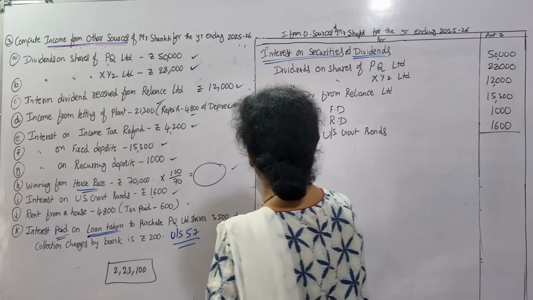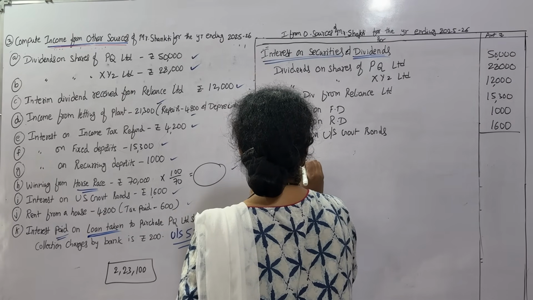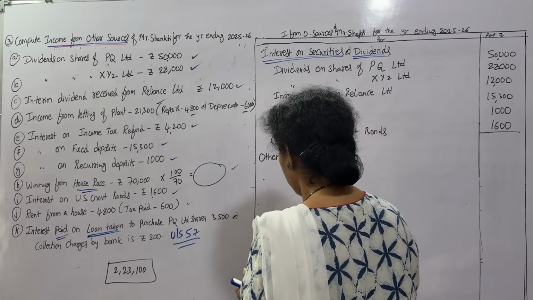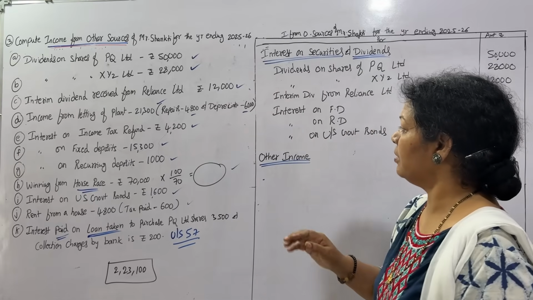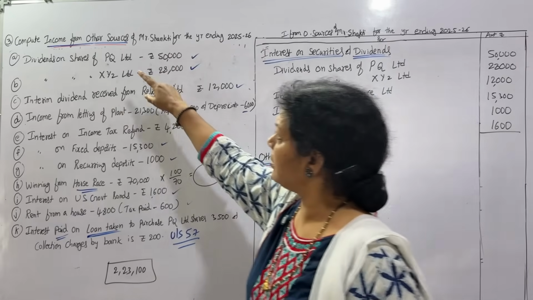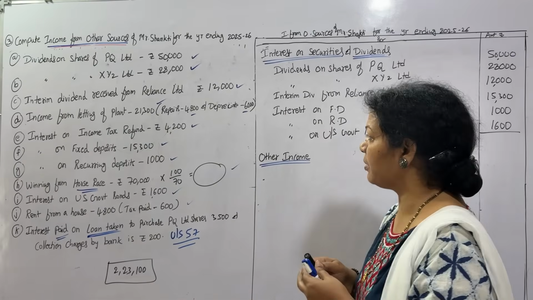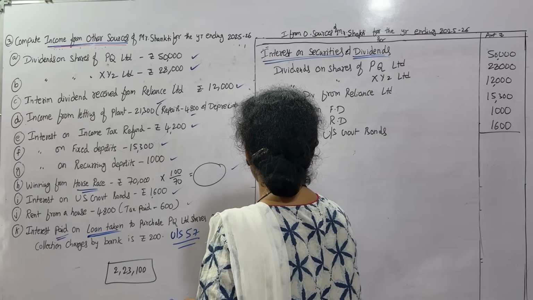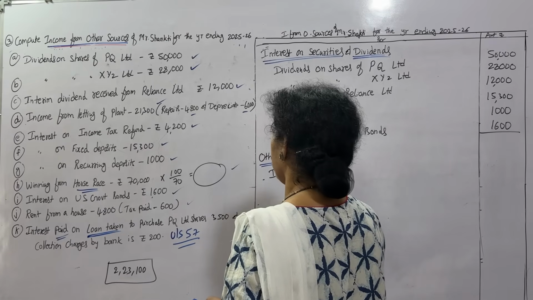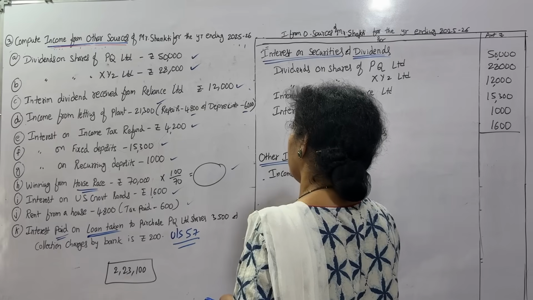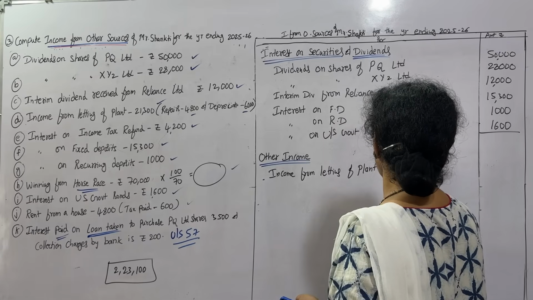Apart from this, other income. What are the other income? Let's see whatever is missing. Apart from this, we'll consider dividends. These three already we have taken. Income from letting plant. This will be other income. How much is it? 21,300.